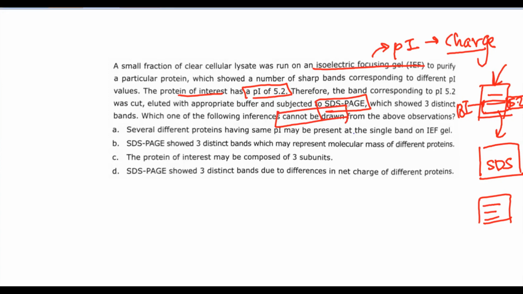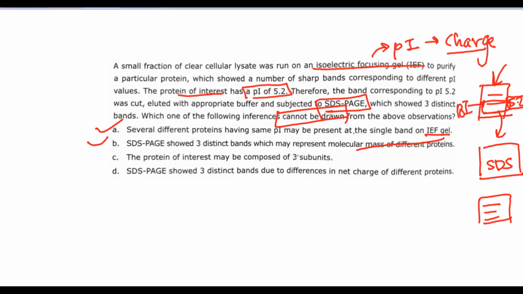The first says that several proteins having the same pI may be present in the single band on the IEF gel. Correct. Because in the isoelectric focusing gel, the only separation criterion is charge. So if all the proteins had the same pI, then that could be a reason why we got 3 bands on SDS. The second says the 3 bands may represent molecular masses of different proteins, which is also correct because SDS-PAGE would obviously do the separation based on size.